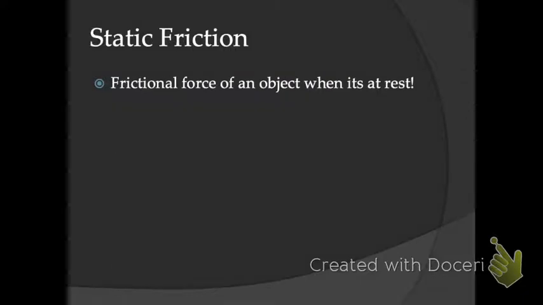Okay, the second type of friction is called static friction. It's the friction of an object when it is at rest. More so, I want you to think about it as the amount of friction an object has to overcome to get started. Static friction is how much I have to overcome to get my object in motion.